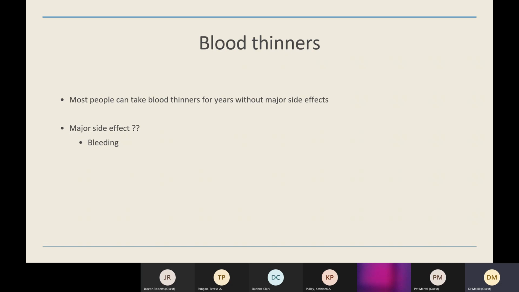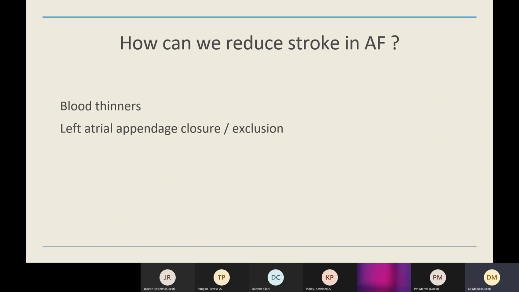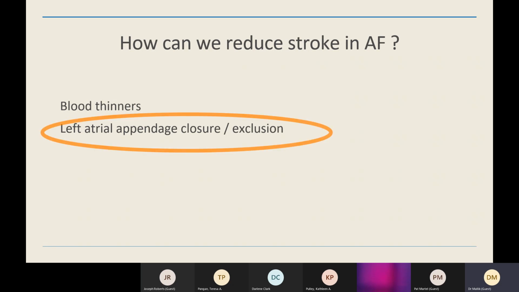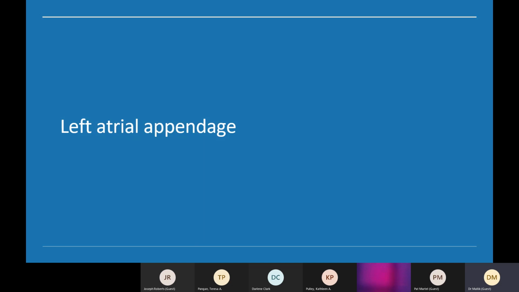So what to do in those patients who cannot take blood thinners for a variety of reasons? That's where this particular approach comes in, which is left atrial appendage closure or occlusion or exclusion. So first, let's talk about what the left atrial appendage is and what its role is in causing stroke, and why even address it.